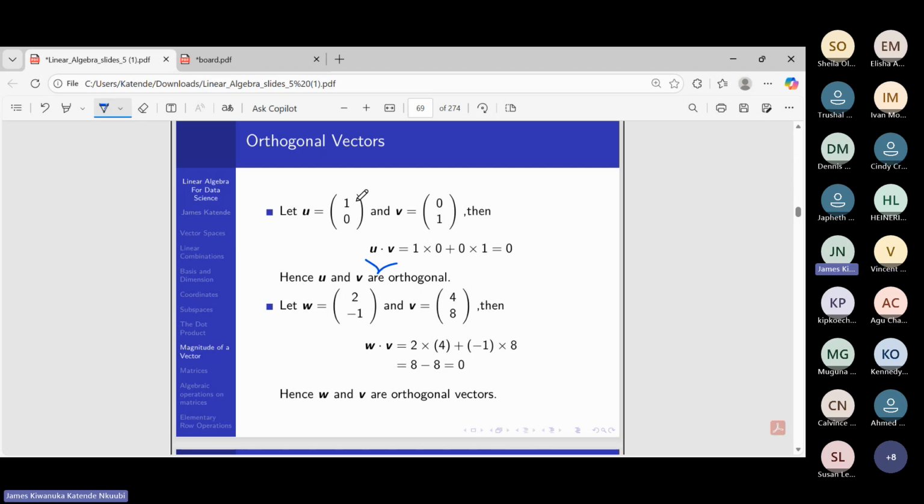So these are two examples of vectors that are orthogonal. Their dot product is 0. This is basically 1, 0, a vector in the direction of the x-axis, and 0, 1 is a vector in the direction of the y-axis. They are definitely perpendicular, and their dot product is 0. Here is another pair of vectors whose dot product is 0. If you draw these vectors in the plane, you will see that they are perpendicular.